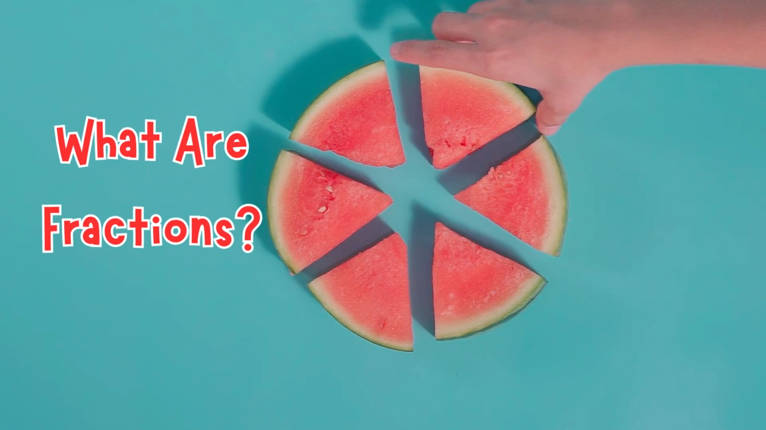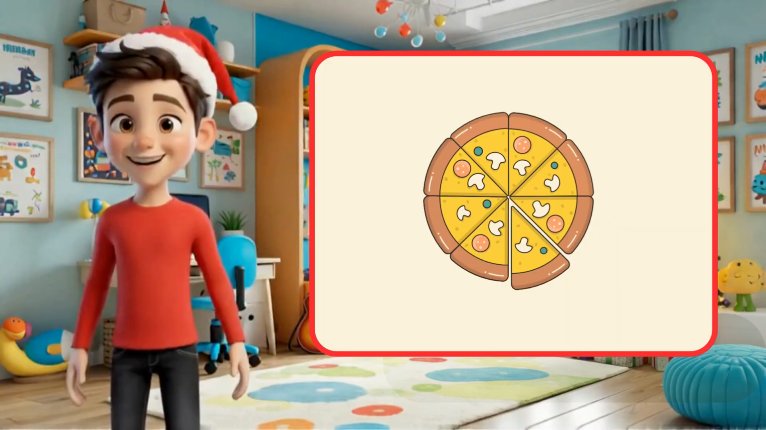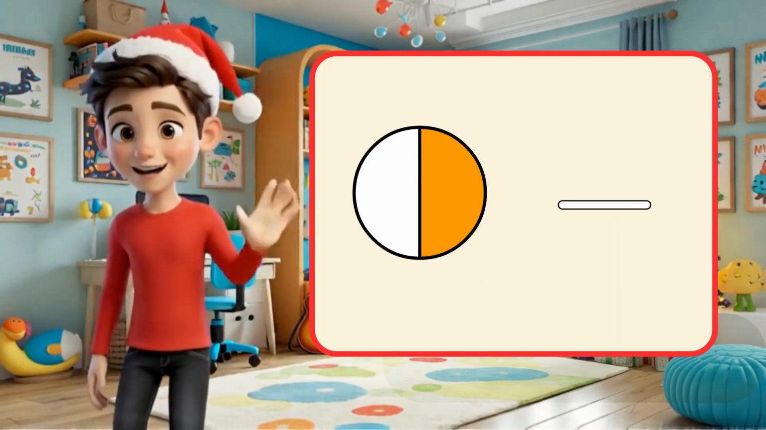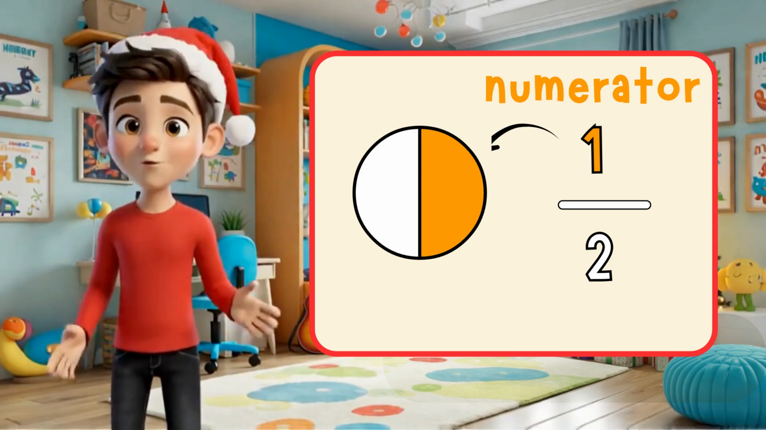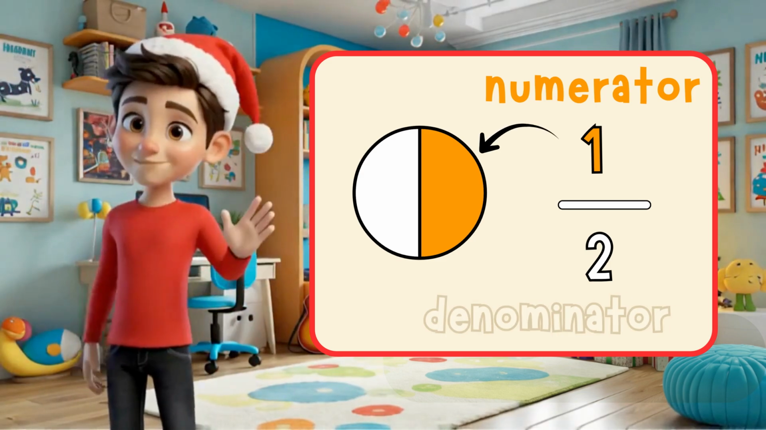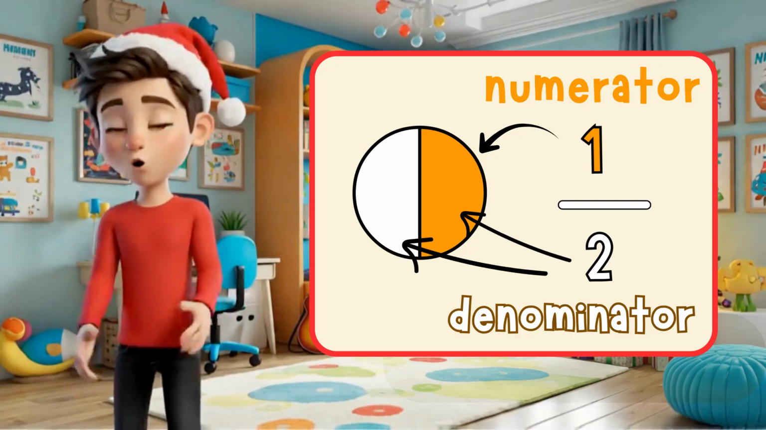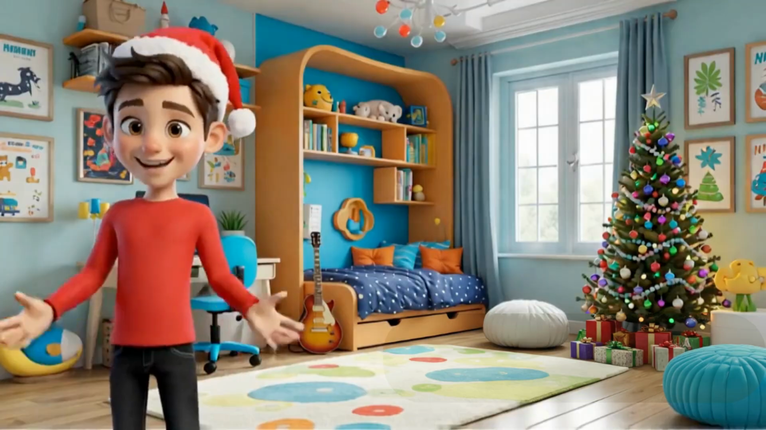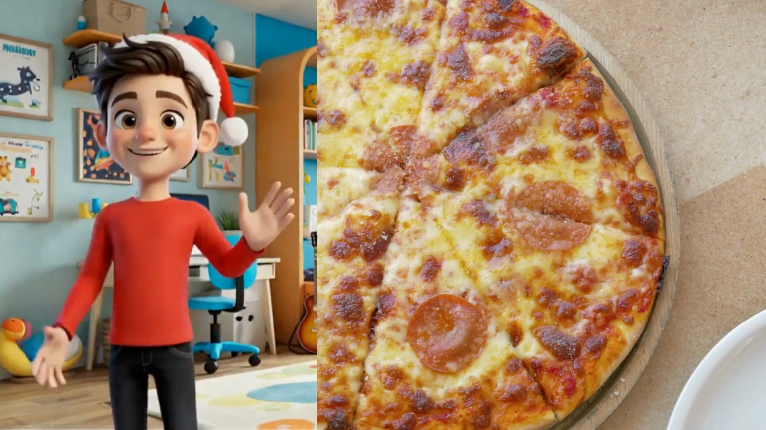What are fractions? A fraction shows a part of a whole. The top number is called the numerator. It tells us how many parts we have. The bottom number is the denominator. It tells us how many equal parts the whole is divided into. Let's try using fractions in stories.